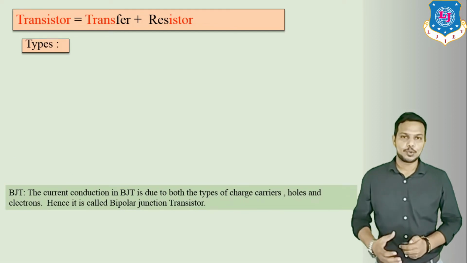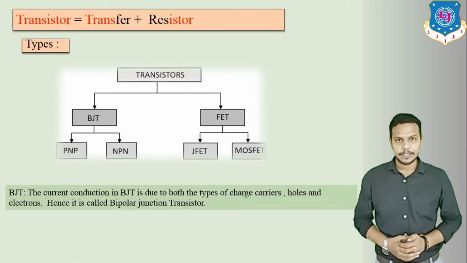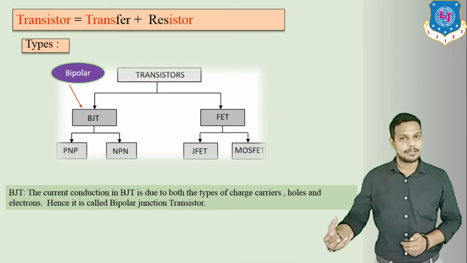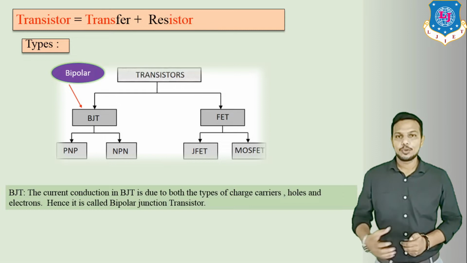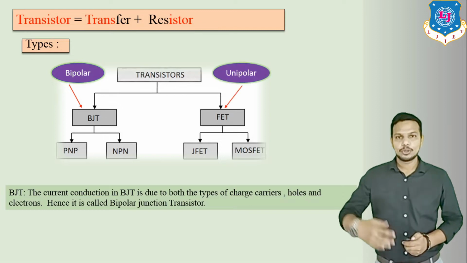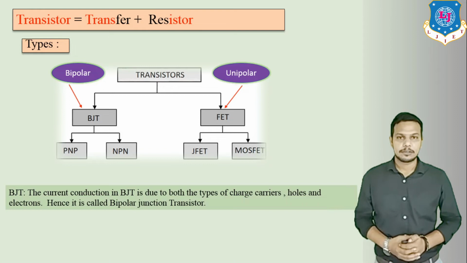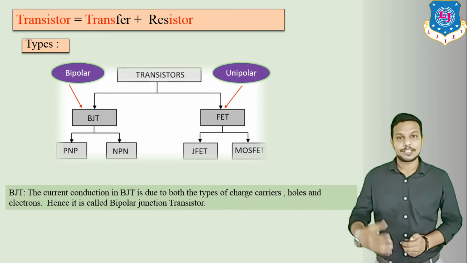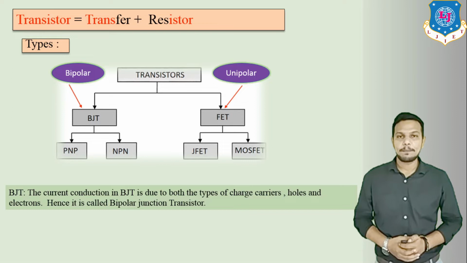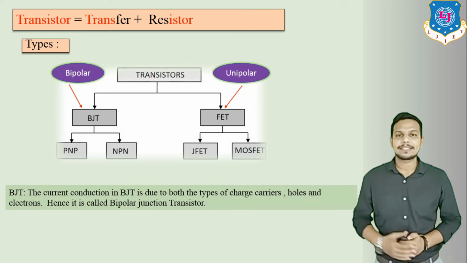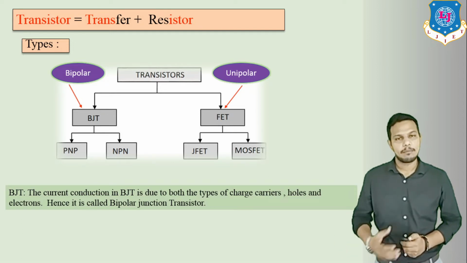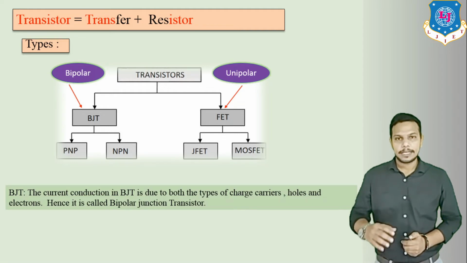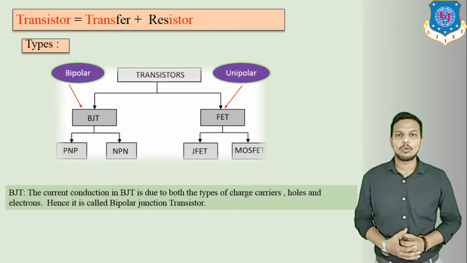Transistors are divided into two types. Number one is BJT, which is known as bipolar junction transistor, and number two is UJT, which is unipolar junction transistor. BJT has two types: number one is NPN and number two is PNP. Similarly, UJT is divided into two types: number one is FET and number two is MOSFET. In today's topic, we are only discussing BJT, the bipolar junction transistor.